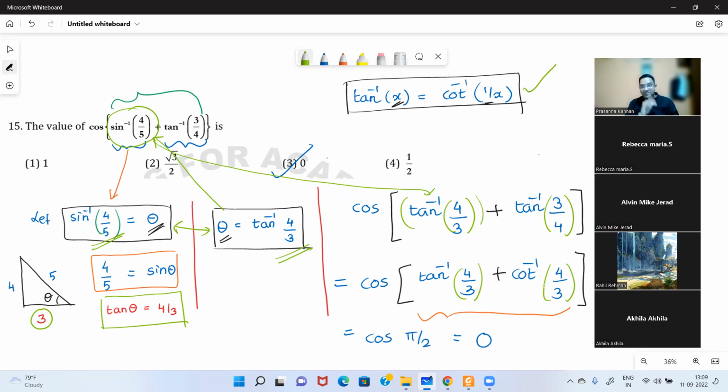Then the moment I write it, immediately you told it is pi by 2. How do you know that? Because we've already seen tan inverse of a function plus cot inverse of the same function will be equal to pi by 2. So cos pi by 2 is 0. That's the answer. Is it clear to you? Yes, sir. You can take it down. Once you're done, just let me know.